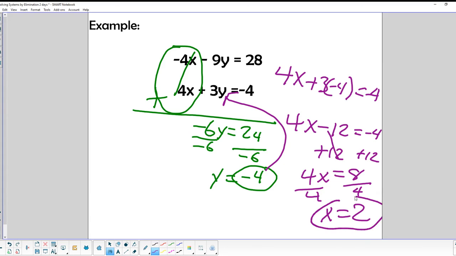So there's our two individual coordinates, and when I combine them together into the solution, it is 2, comma, negative 4. That would be the point where these two equations, if you graph them, would meet.